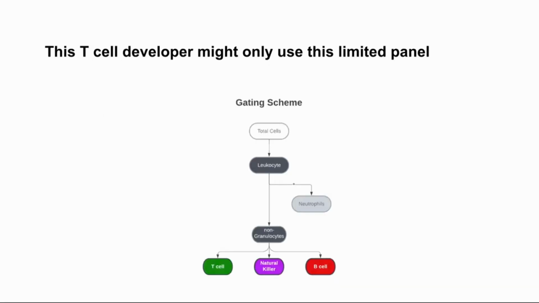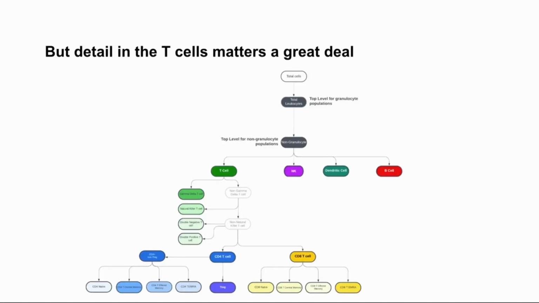And so this T cell developer might use only this limited panel. And this is just like a 4-marker panel that allows him to look at leukocytes, non-grans, and then within non-grans, T cells, NK cells, and B cells. And then you can see at the top neutrophils as well. So this limited panel, he might hypothesize, is enough. And the detail in the T cells might matter a great deal.